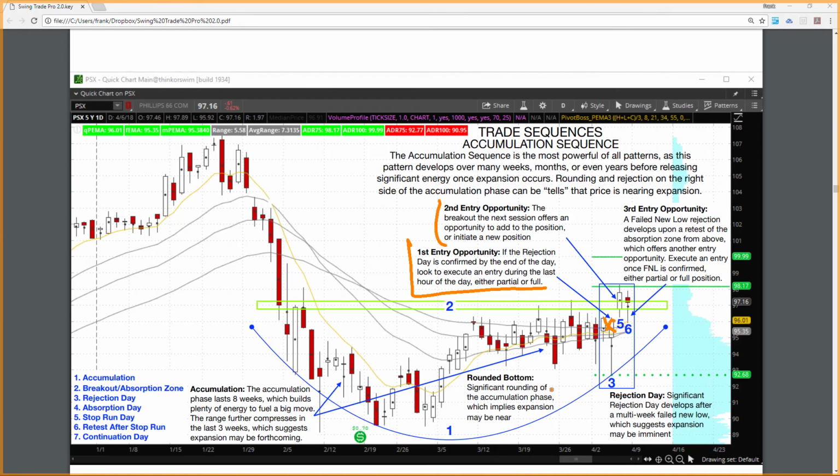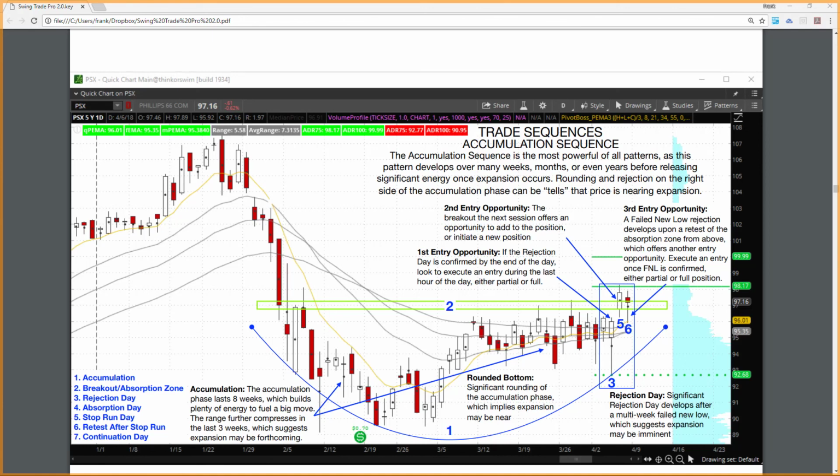Second entry opportunity. The breakout, the next session, offers an opportunity to add to this position or initiate a new position. So in this case, you see a major gap up above the high, and then here's your retest. And again, that is your secondary absorption zone, right? So you have your entry point at the last hour of the day, you have your entry point at the midpoint of the rejection day, and then you also have your range retest. So if price were to gap up, any pullback to the prior high or close offers your entry point. And in this case, that was the right point in that chart.